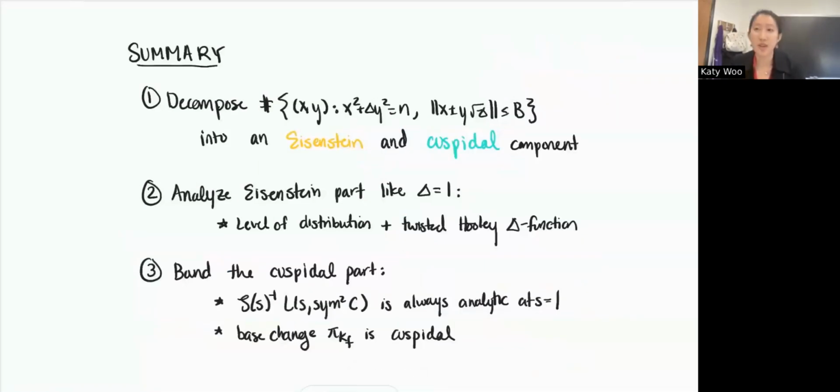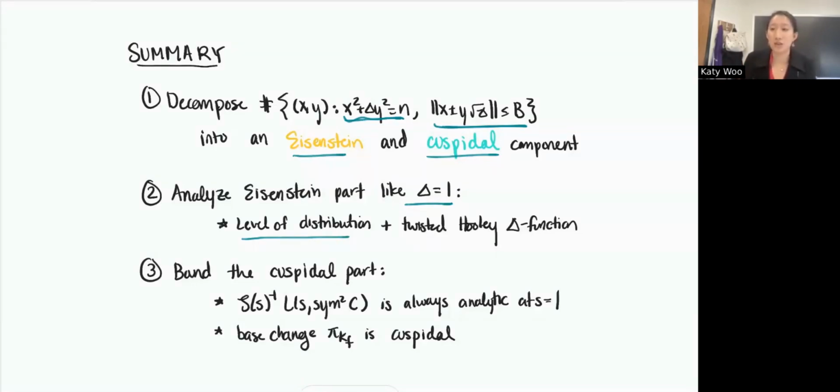Okay, so just to summarize what happened in this talk. So we wanted to show Manin's conjecture for Châtelet surfaces. And so in order to do that, we were studying these ways of representing n as x squared plus delta y squared, where we might need to add in this cutoff from the height function in the case when delta was negative, because then there would be infinitely many solutions to this. And so we decomposed it into an Eisenstein and cuspidal part. And then for the Eisenstein part, we analyzed it in the same way as when delta was equal to 1 using the Dirichlet convolution structure. And so this argument used the level of distribution bound.